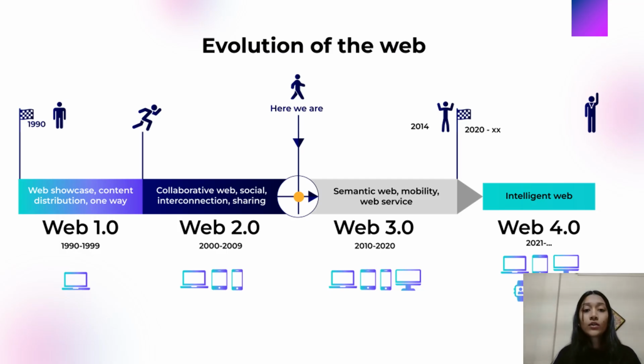So we can have a look at how the web has evolved from 1990 to the generation that we are in now, in 2024. Earlier, there were static websites, then there was the rise of social media platforms, then the use of AI and machine learning, and then the intelligent web, which is more intelligent.